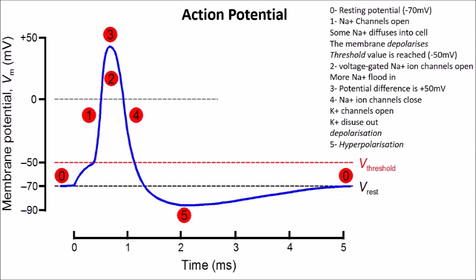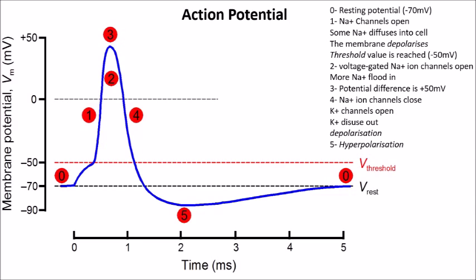In order for the transmission to continue, the potential across the membrane must meet minus 50 millivolts. This is known as the threshold potential, and it determines whether or not an action potential will be created. This is why reaching action potential is also known as an all-or-nothing process. However, if the threshold potential is achieved, then the voltage-gated sodium ion channels will open, allowing more ions to flood in. The potential difference reaches approximately positive 40 millivolts, before the sodium ion channels close and potassium ion channels open.